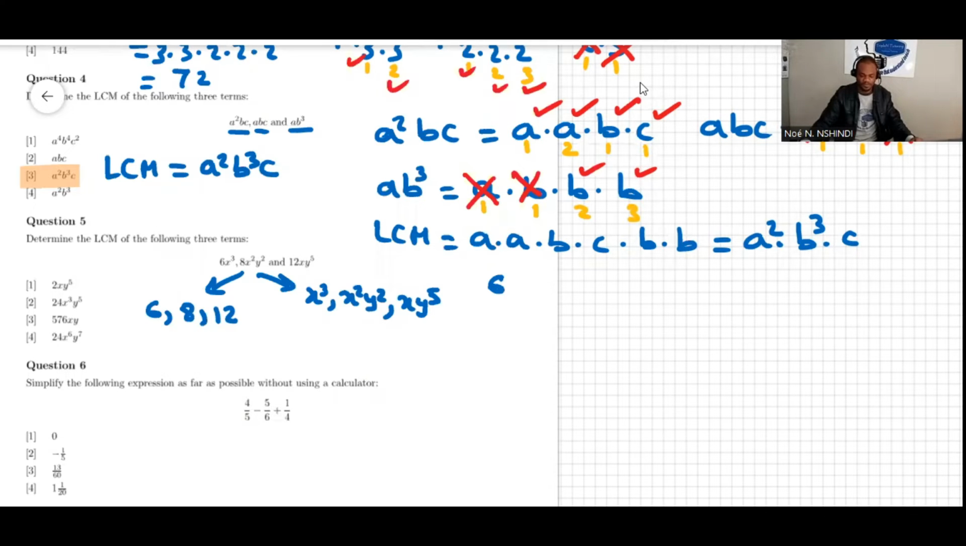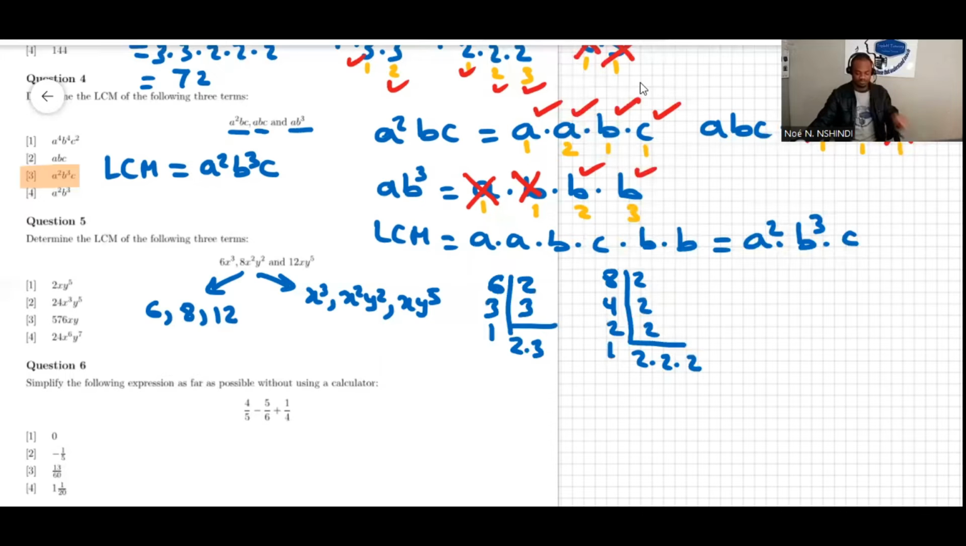So the factors of 6, as we did previously: by 2, it's 3, and then by 3, it's 1. So it's 2 times 3. And then 8 also: by 2, it's 4, by 2, it's 2, and by 2, it's 1. So the prime factors are 2 times 2 times 2.